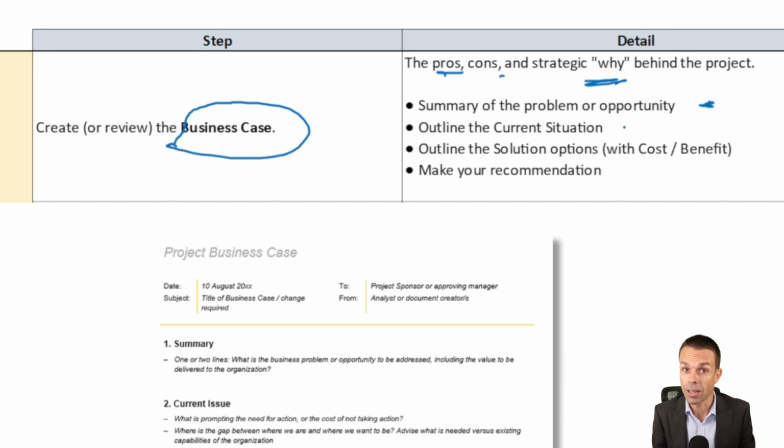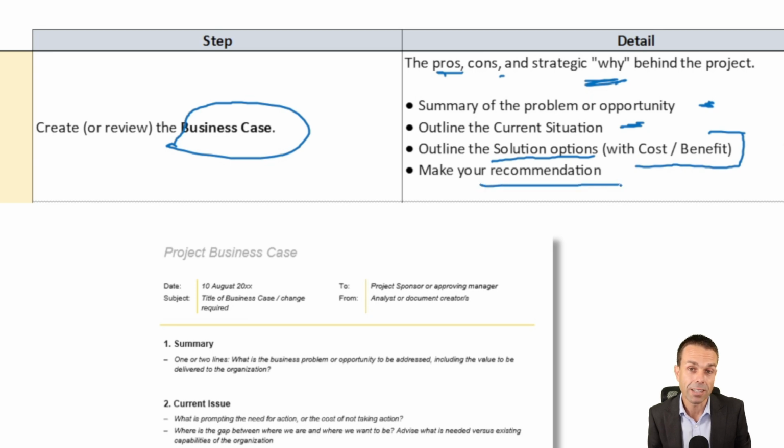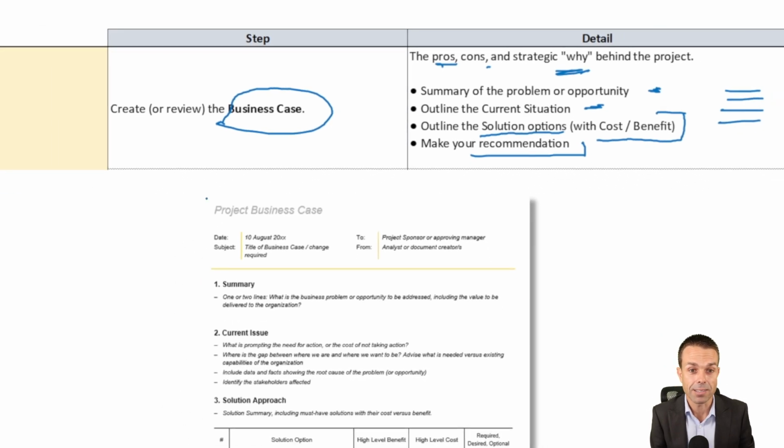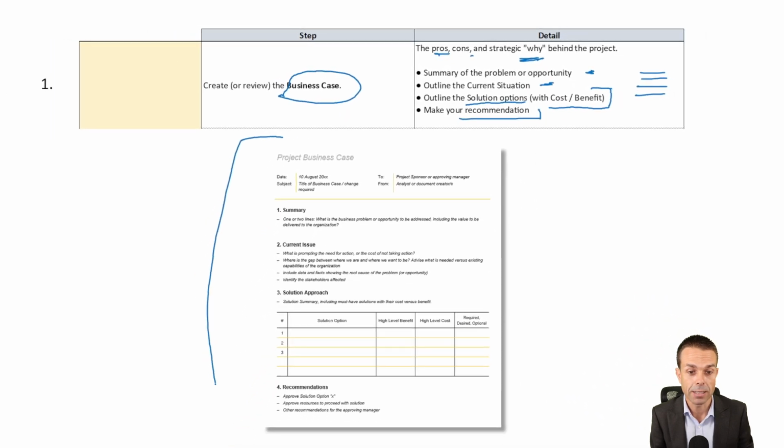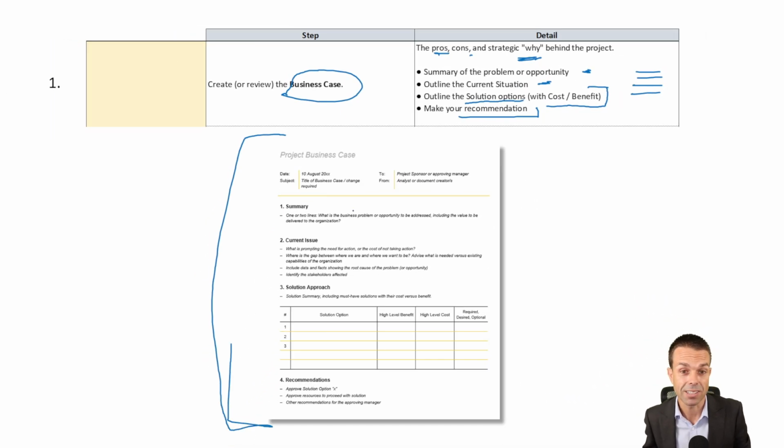An outline of the current situation, an outline of the solution options. So with the cost and benefit of those options, maybe some are better than others. And then we make our recommendation. So what change do we absolutely or do we actually need to make? And here's an example of a project business case that you can use just as a template on your own projects.